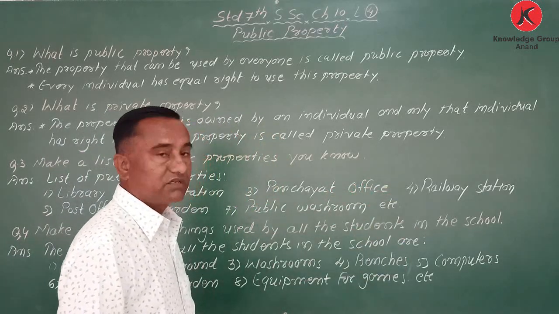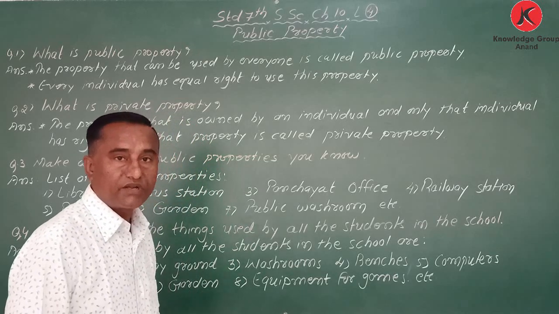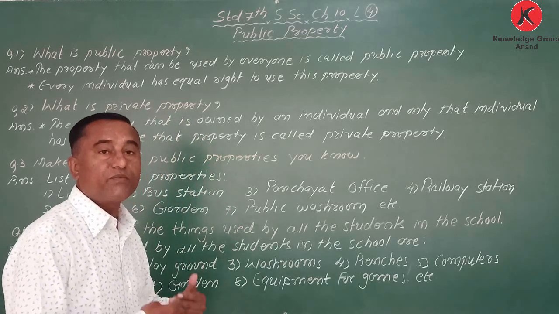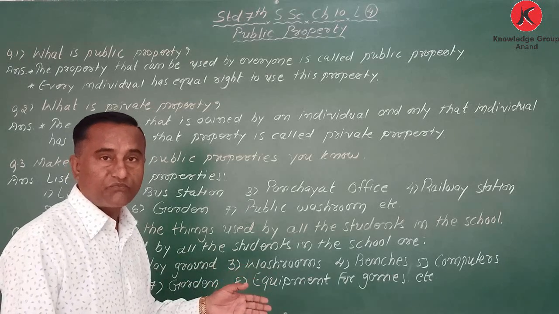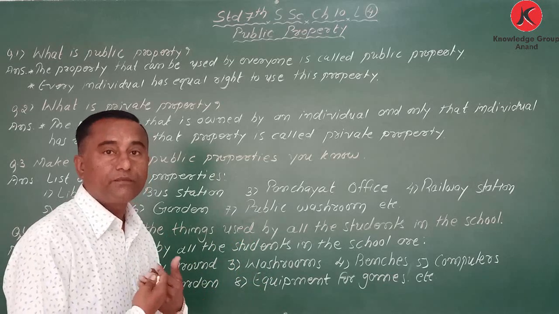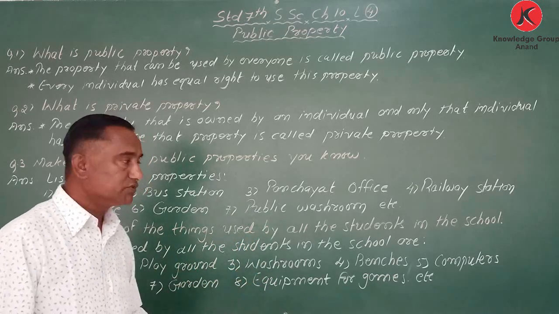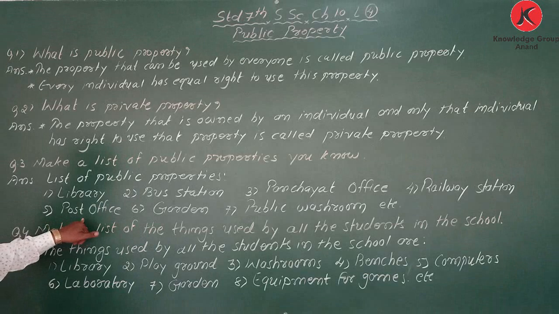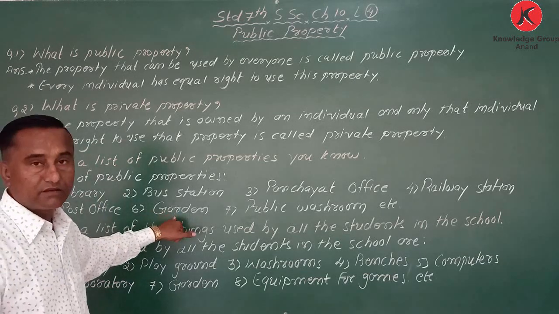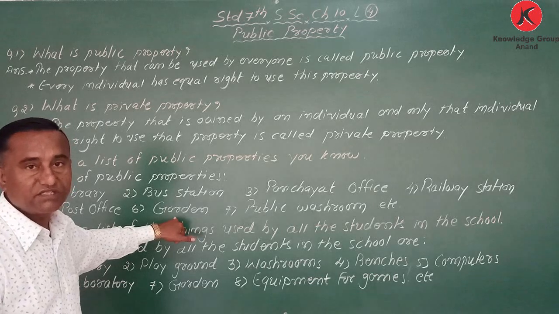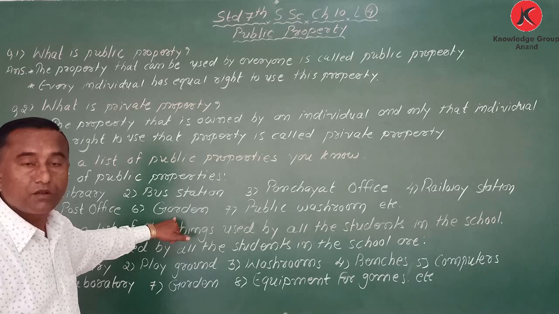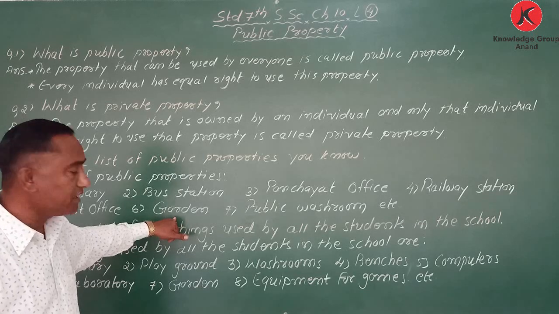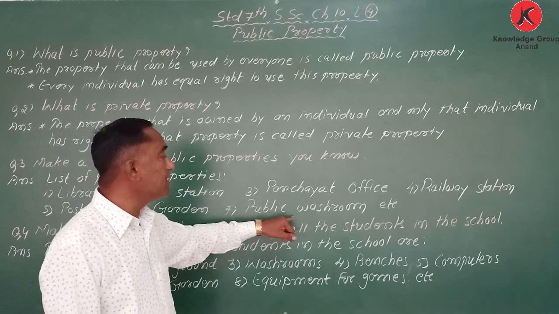The railway station is also called public property, because everybody comes there. Everybody can use it. There is no fixed compartment for a particular caste or any such thing. It is not private, everybody can use it. Then the post office is also public property. And the public garden. I have written garden, meaning public garden. Here we have to consider a public garden, not a private garden. And the public washroom.